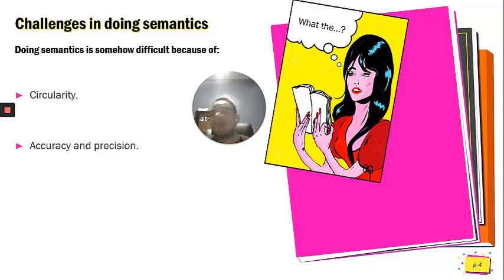Semantics cannot explain that, because semantics at the end is not a prescriptive science. It's more a descriptive science, and it only shows the phenomenon, but does not try to tell us what is correct in that respect. On the other hand, and in addition to this challenge, we have the precision.